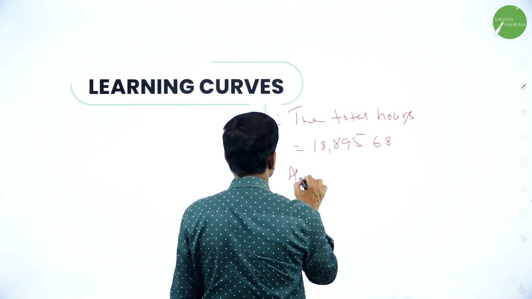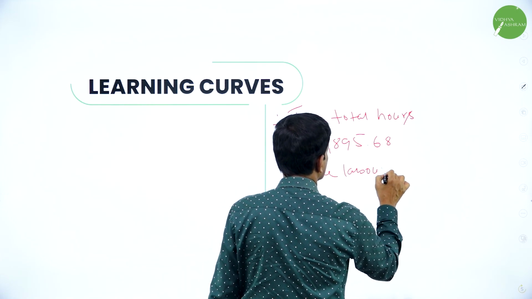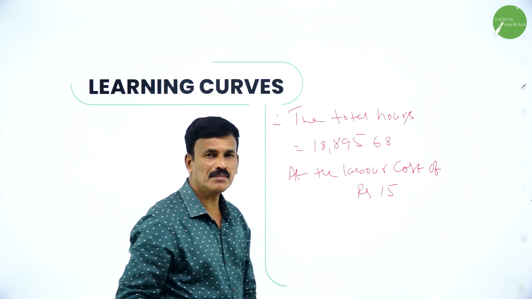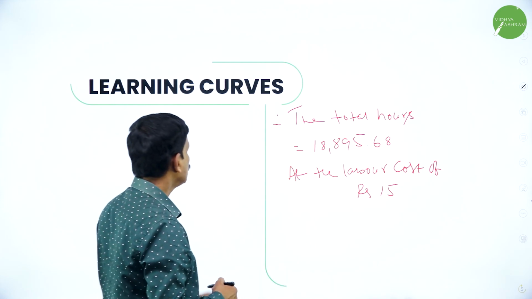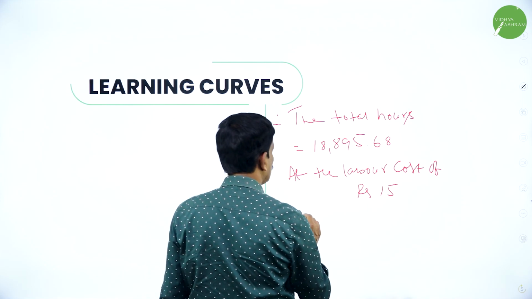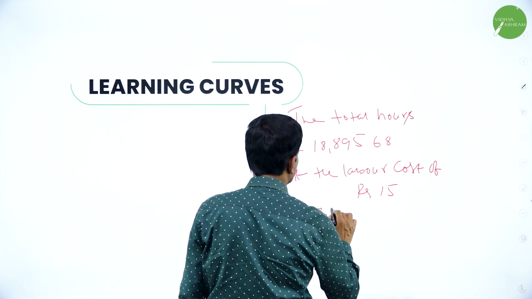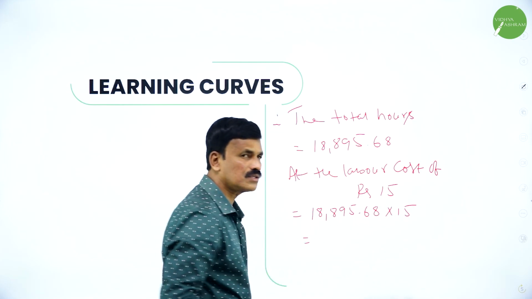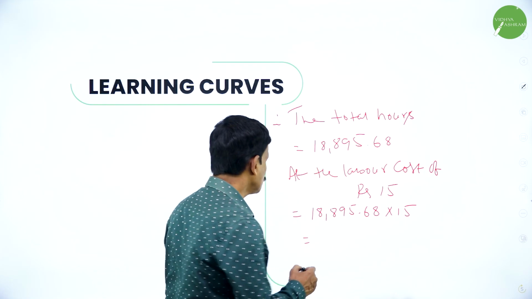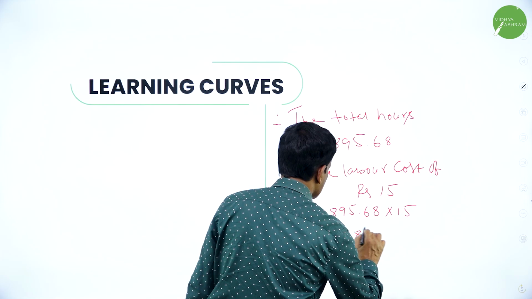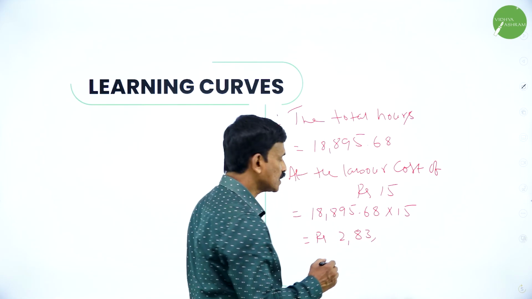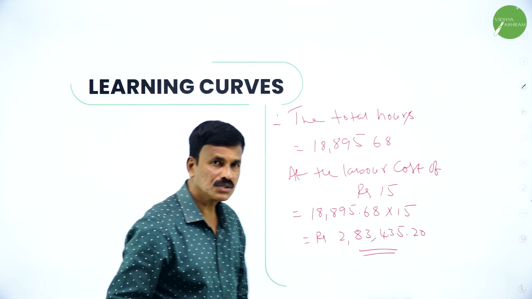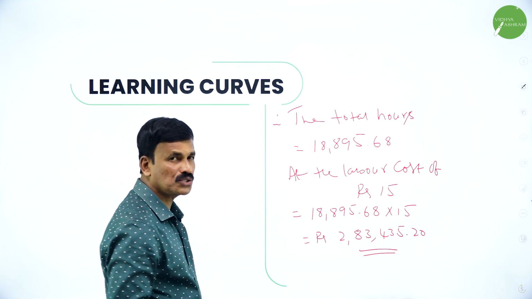So the total hours is 18,895.68 at the labor cost of rupees 15. So at the labor cost of rupees 15, what is the total amount we are going to get? This is equal to 18,895.68 into 15. Multiply this, that's all. So this is equal to rupees 2,83,435.20. That's it. Okay. So this is how we are going to calculate the total cost.